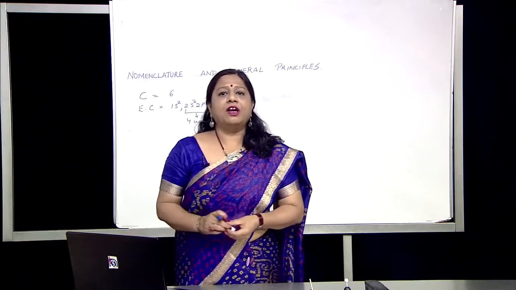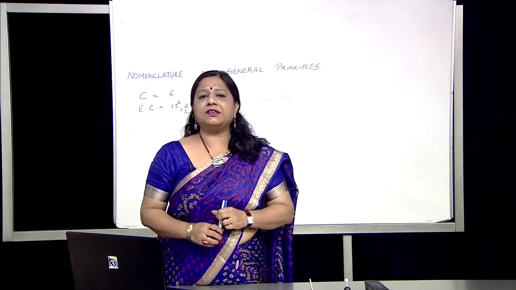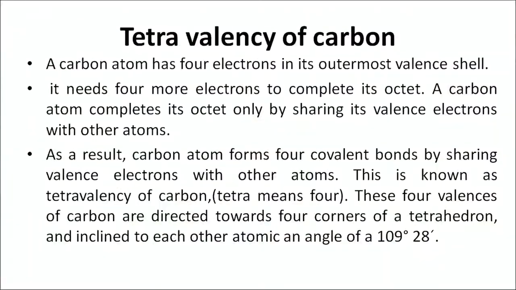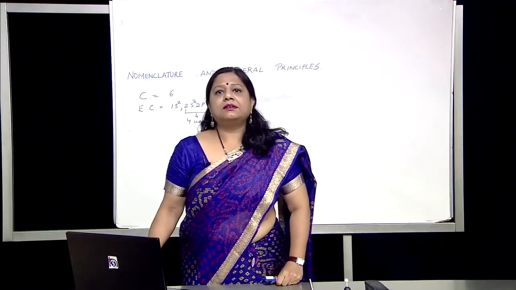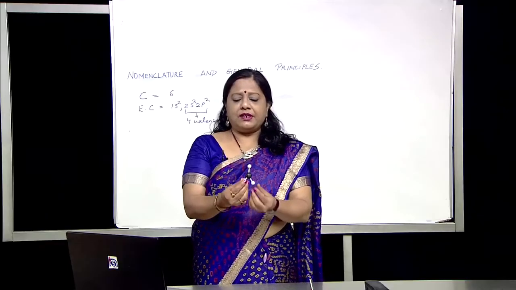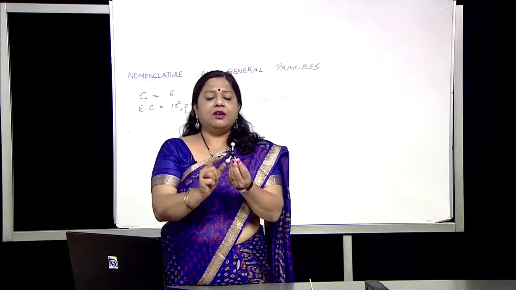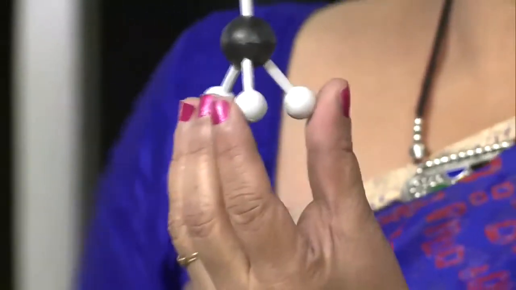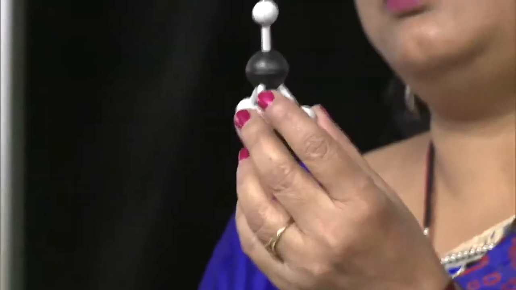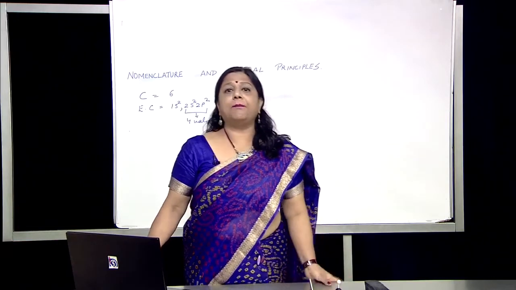Tetra means 4. These 4 valencies of carbon are directed towards the 4 corners of a regular tetrahedron, inclined to each other at an angle of 109 degrees 28 minutes. You can see the model here: in the center is carbon, the black ball, and around it are 4 hydrogen atoms. It looks like a regular tetrahedron with an angle of 109 degrees 28 minutes.